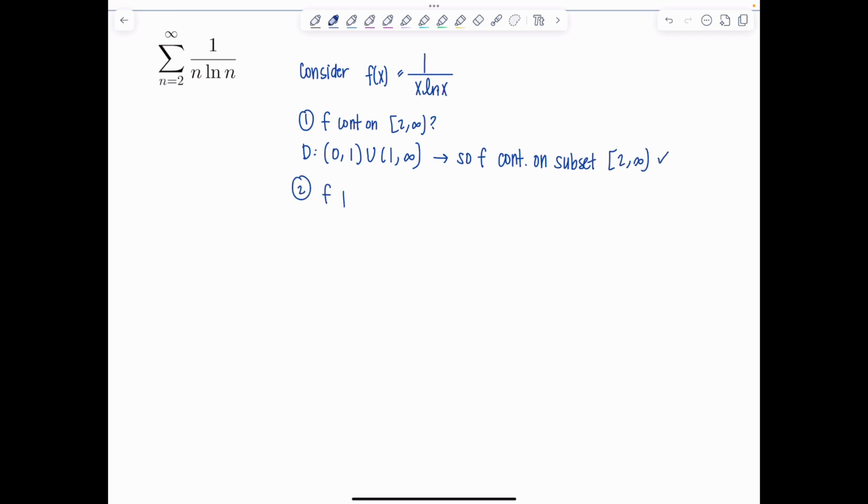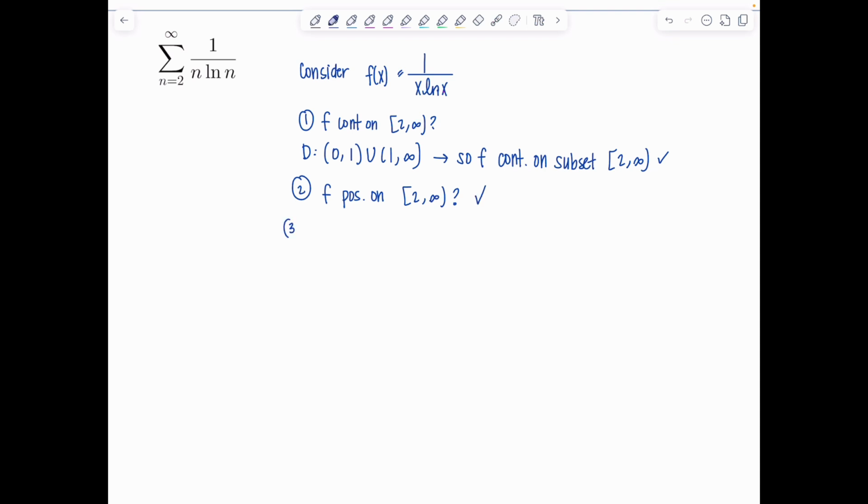Is f of x positive on 2 to infinity? Well, I know for sure x is going to be positive on 2 to infinity. Ln of 2, that's positive, and then it just keeps getting more and more positive, so we're good. Just put a little check mark.